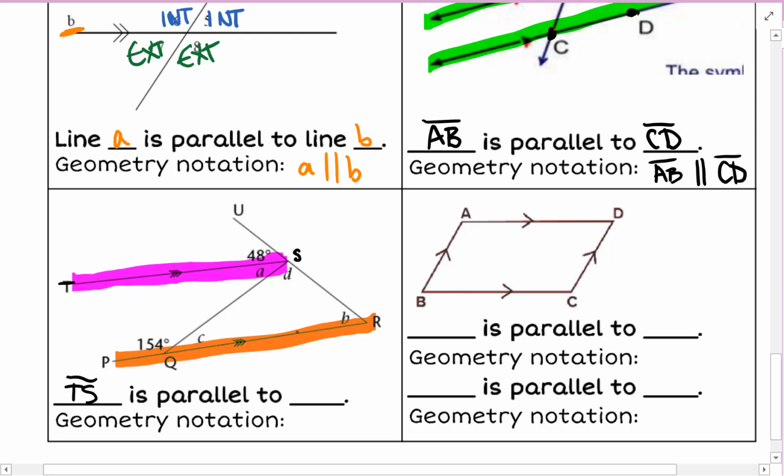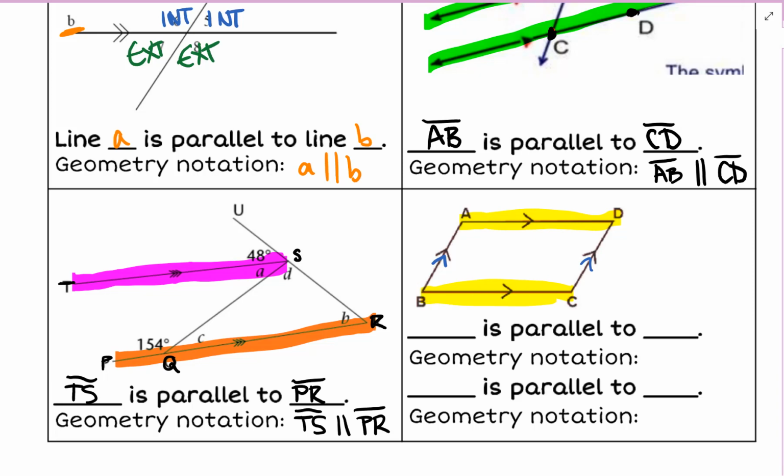Ooh, I see a P, a Q, and an R. You can use several things to label this line, but I'm just going to use the outer points, PR. Don't forget to put a line on top to indicate that it's a line. Geometry notation, line TS is parallel to line PR. We have one arrow to indicate that this line is parallel to the line with one arrow on it. And we have two arrows to indicate that this line is parallel to the two arrowed line.